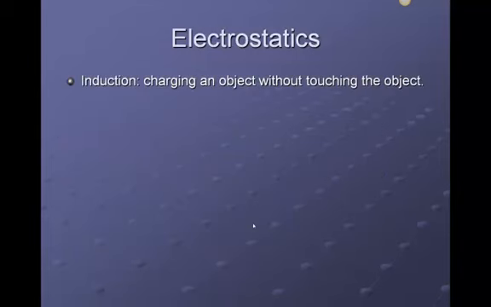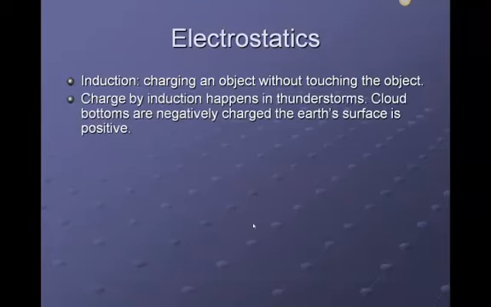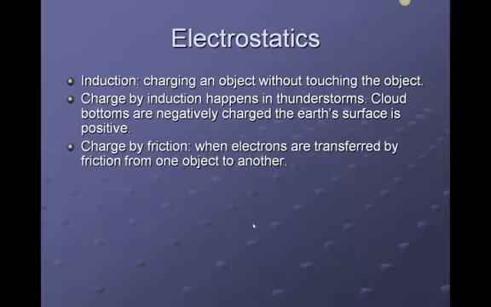Alright, induction. We're talking about types of how to charge things. Induction is charging an object without touching the object. Ask me to show you an example of this. I'll draw it out on the board to show you what I mean. This kind of charging by induction happens in thunderstorms. Clouds' bottoms are negatively charged. The Earth's surface is positively charged. So one's negative and one's positive. What happens? Basically the negative charge will shoot down from the clouds to the positive charge.